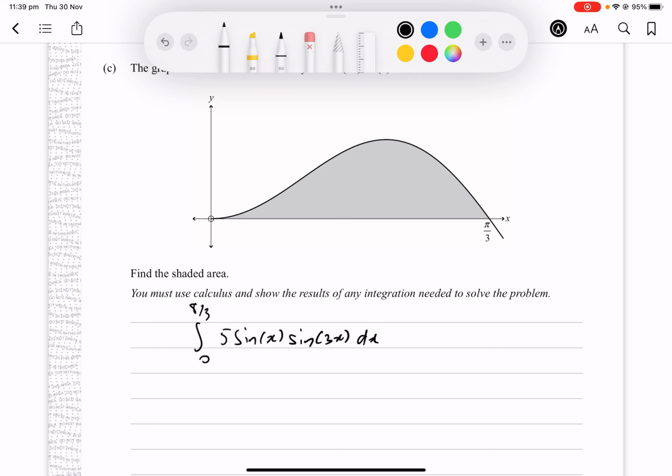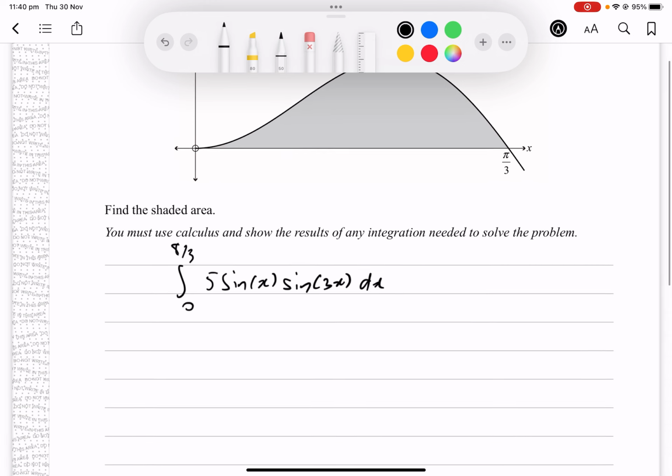So probably what we're trying to do here is convert sine of x multiplied by sine of 2x into some sum of sine of x plus cosine of x, basically products to sums. So in this case, we're going to be using the product to sums. We have two sines. So remember the rule, you can just use the formula sheet for this one.